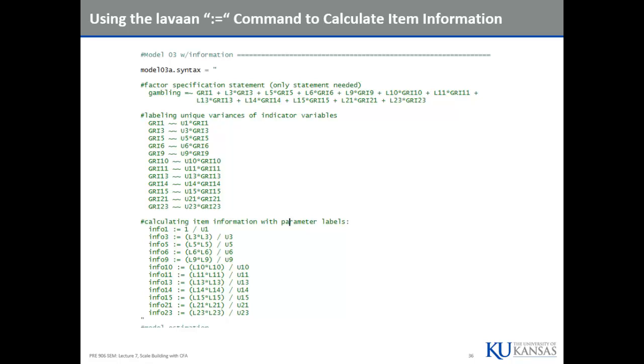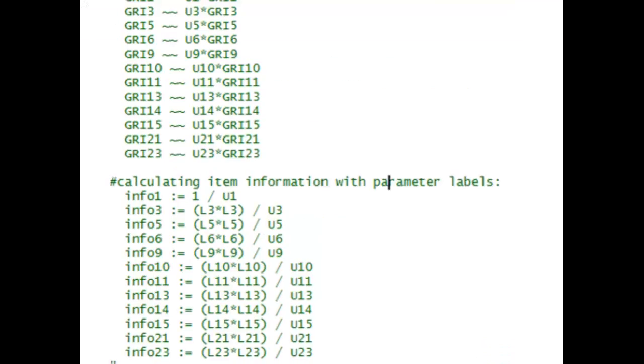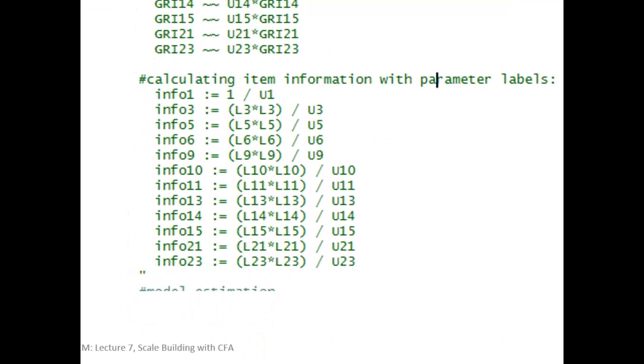I then actually went into the syntax and I created, remember the colon equal? Oh gosh, homework 3 again, rearing its ugly head. Colon equal in lavaan was when we defined our indirect effects using products of parameters. We can also use it to give us results like information.